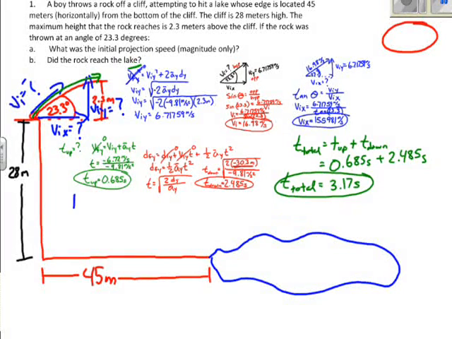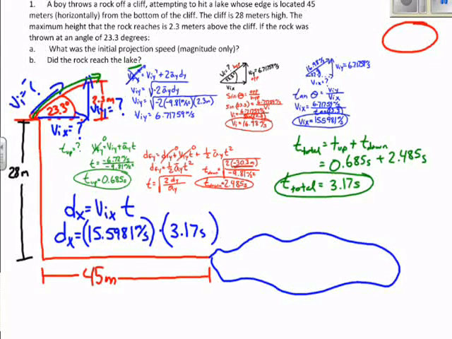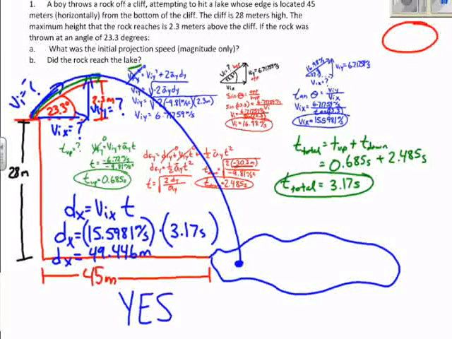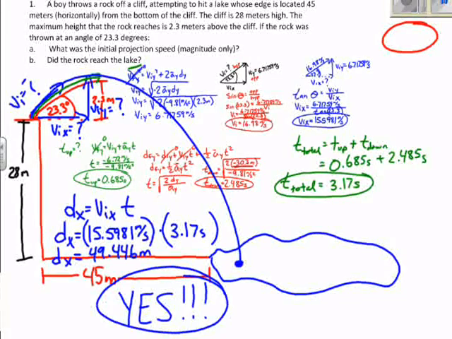So how far does this thing go in the x direction in those 3.17 seconds? Well, that's going to depend on the initial velocity in the x direction, which of course doesn't change because there's no forces acting on it in the x direction. So our initial velocity in the x direction is 15.5981 meters per second, and it's doing that for a total of 3.17 seconds. So I multiply my velocity in the x direction times the time, and I find that the dx is about 49.446 meters. So the question asked, does it reach the lake? Well, the lake was only 45 meters away, so yes, this object travels 49.446 meters.